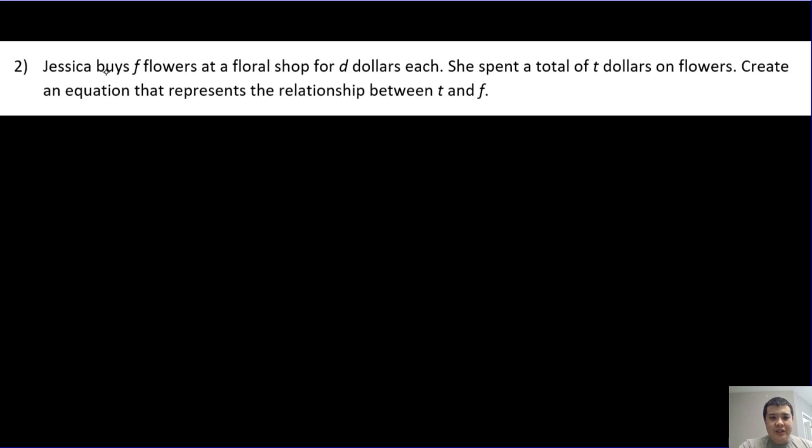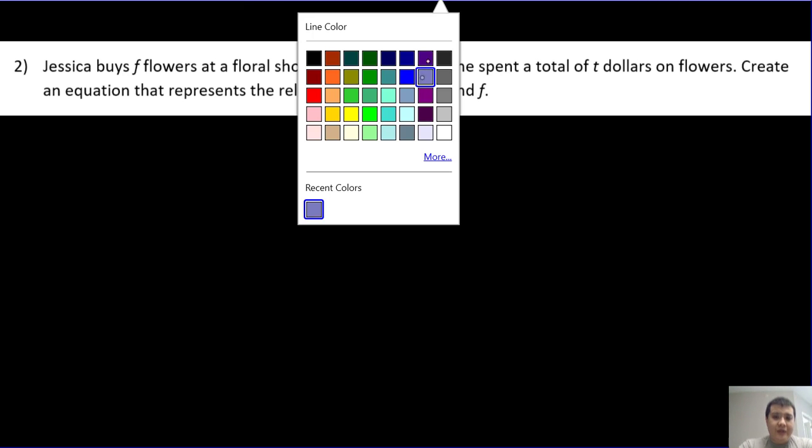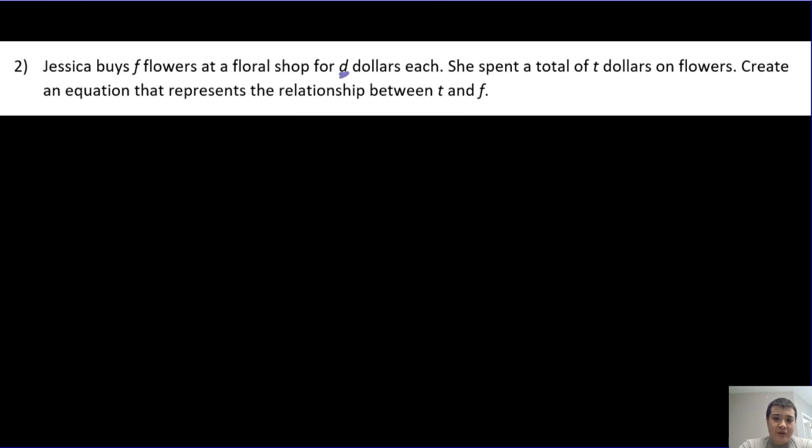Question number 2 says Jessica buys F flowers at the floral shop for $D each. She spent a total of $T on flowers. Create an equation that represents the relationship between T and F. So our unit rate is actually not a number here, it's a variable. And that variable is D. So this is our unit rate, which is going to be our K.